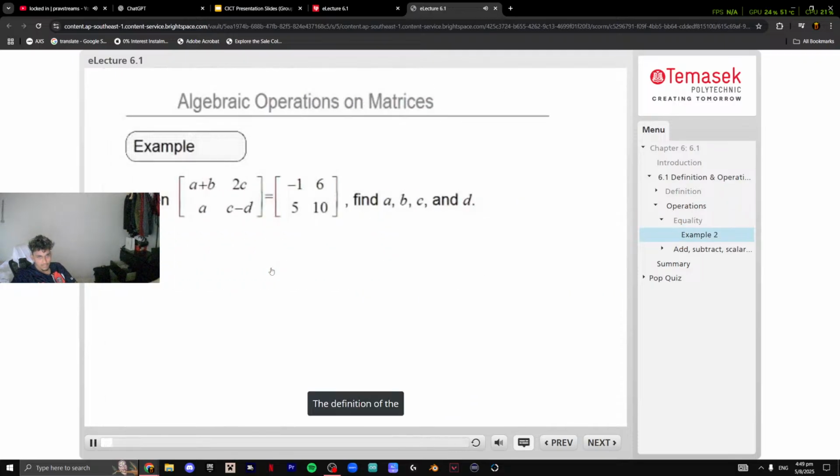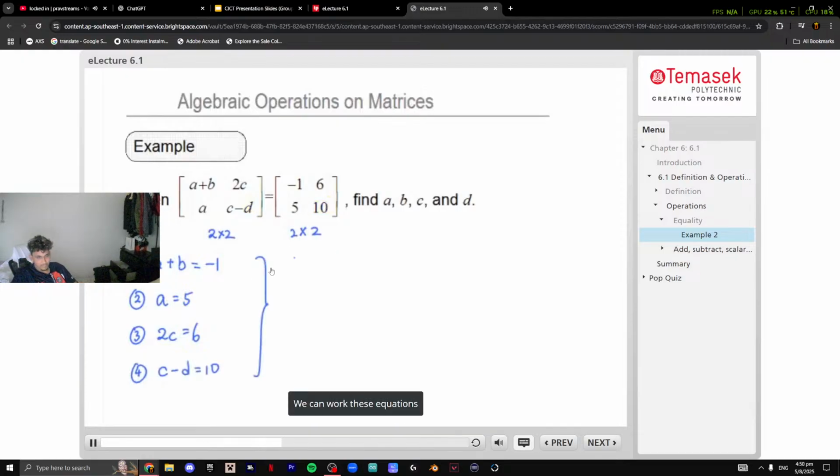The definition of the equality of matrices helps us to solve this problem. In this case, both are of dimension 2 by 2 and the corresponding entries are equal. So we can equate A plus B to negative 1, A to 5, 2C equals 6, and finally C minus D equals 10.